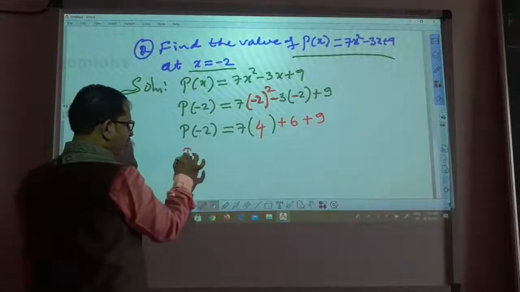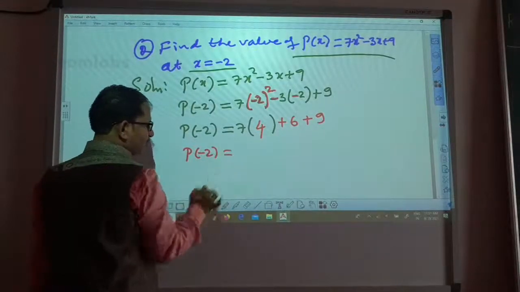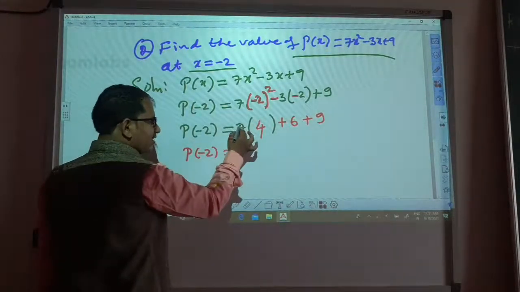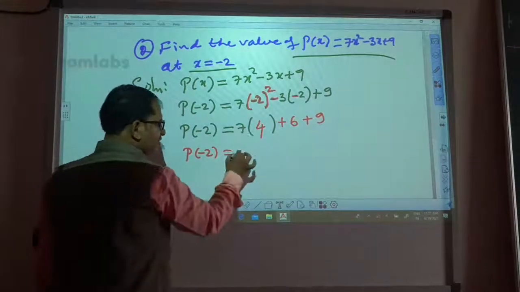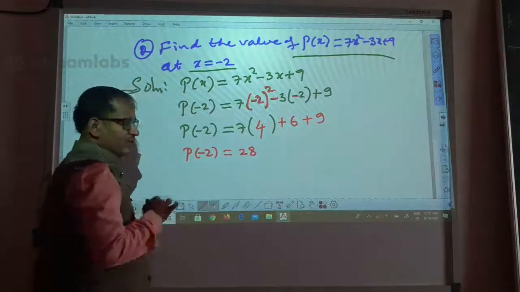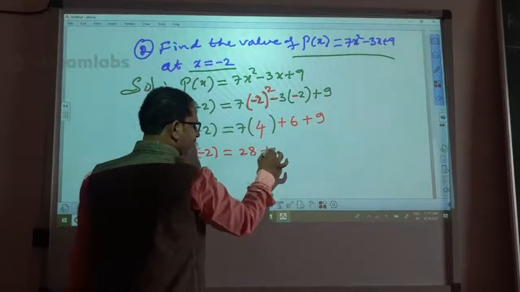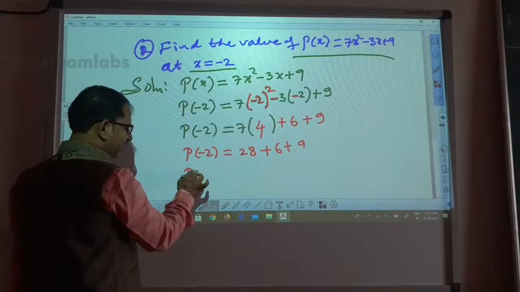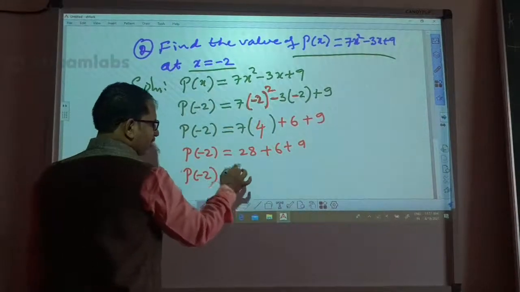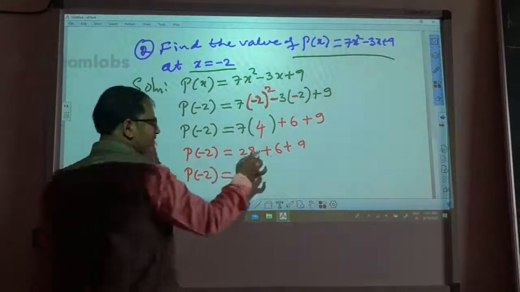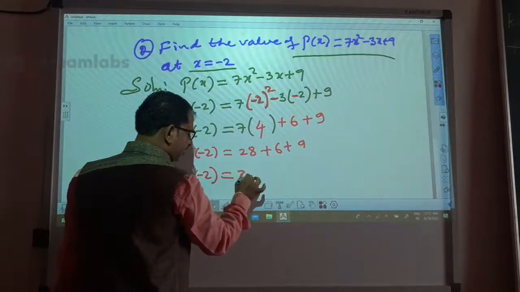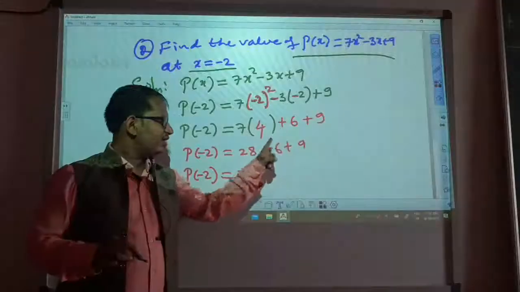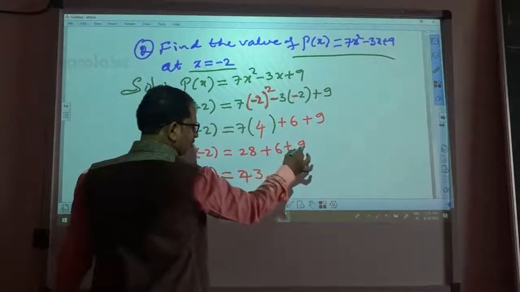Next, p of minus 2 is equal to. Now, plus is here, plus is here. Nothing means plus. So, plus into plus is plus. 7 fours are 28. 7 fours, we have to multiply it, right? Then, plus 6, plus 9. Add all those numbers, then you will get the value of the polynomial. 28 plus 6, 34. 34 plus 9, 43. Right? 28 plus 6, 34. 34 plus 9 is equal to 43.